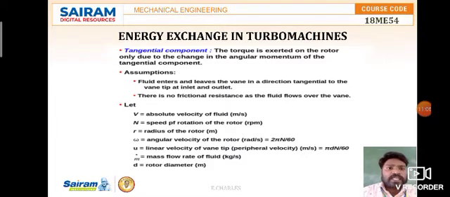Here we have the notation. V is the absolute velocity of the fluid in meters per second, N is the speed of rotation of the rotor in rpm, r is the radius of the rotor in meters, omega is the angular velocity of the rotor, 2 pi N by 60, and u is the linear velocity of the vane tip, the peripheral velocity, that is pi D N by 60. m dot is the mass flow rate of fluid in kg per second, and the last one is small d, the rotor diameter.